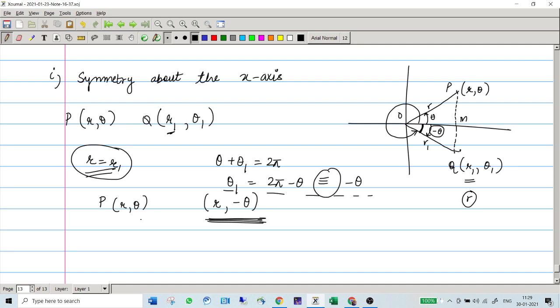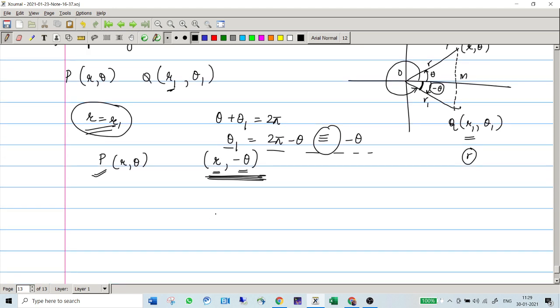So your point, to which P (r, theta) would be symmetric when we are talking about symmetry about the x-axis, would be (r1, theta 1), where r1 we have seen to be r and theta 1 should be the same as minus theta. So this is the point. If you are asked for the point which is symmetric to the point (r, theta) about the x-axis, it is precisely (r, minus theta). Right? Got it?